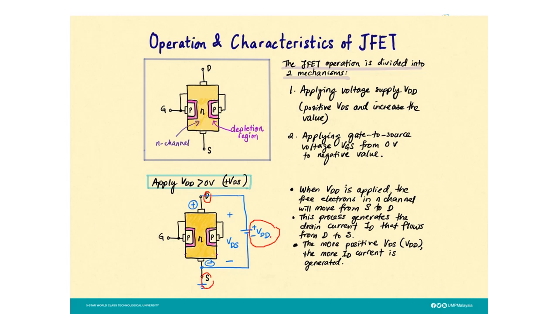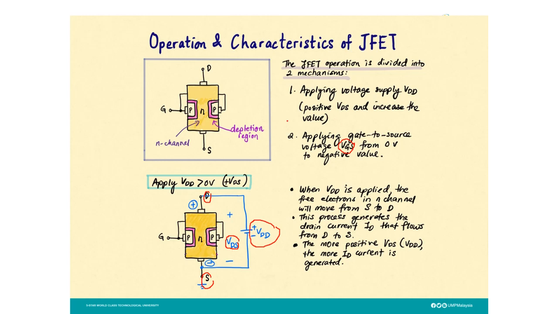When we apply the VDD, you get the voltage VDS here, because you connect the positive terminal at D and the negative terminal at S. So this is the positive VDD or VDS. The second one is applying the gate to source voltage VGS from 0 to a negative value. This we will see in the next slide. I want to explain first applying the positive VDD at D and S.